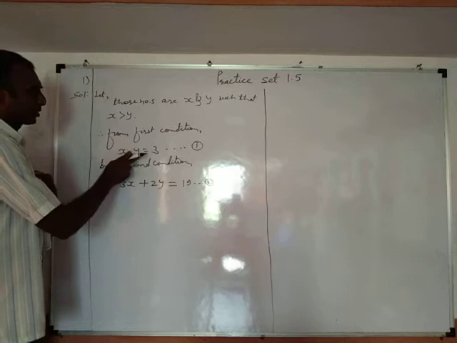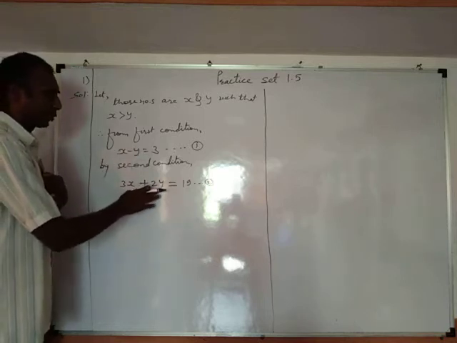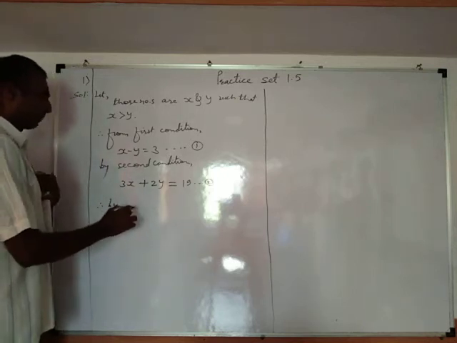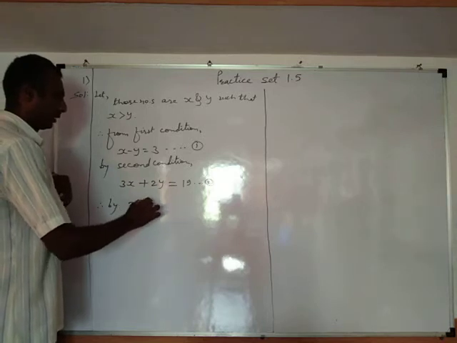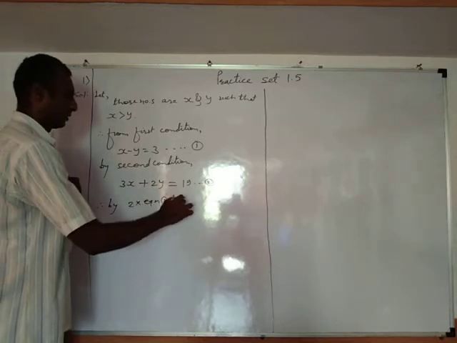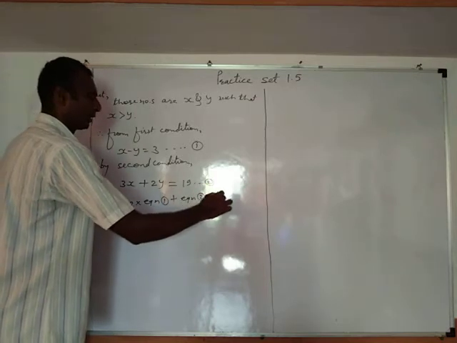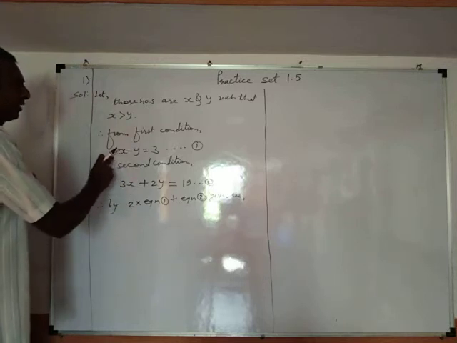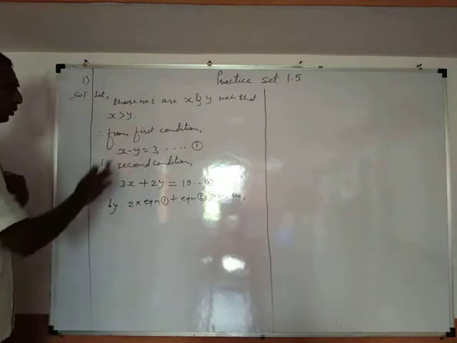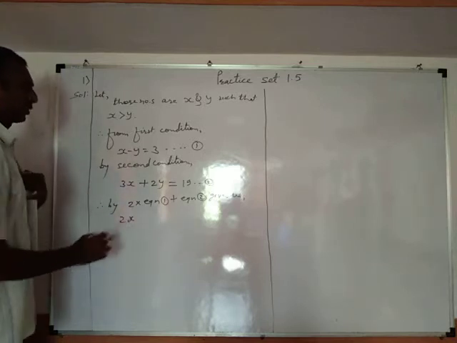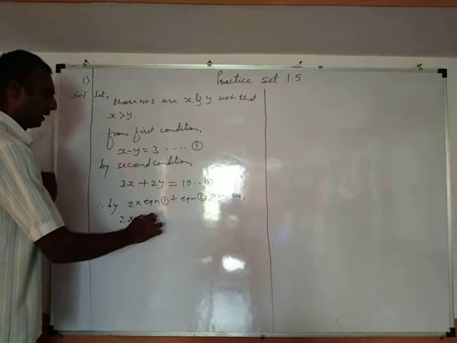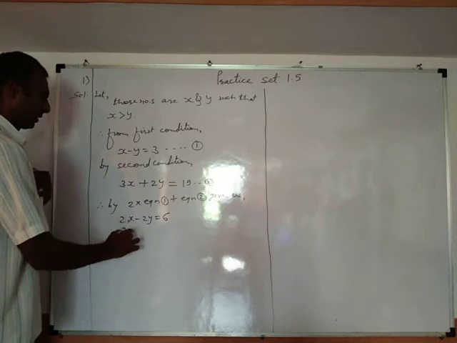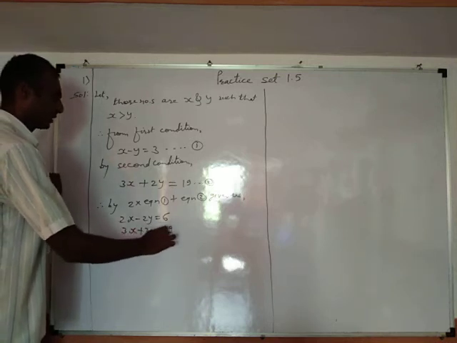Here the coefficient of y is minus 1 and in the second equation the coefficient of y is plus 2. Therefore, 2 into equation 1 plus equation 2 gives us, let us see what it will give. 2 into equation 1 means every term of the first equation must be multiplied by 2. 2 into x, 2x. 2 into minus y, minus 2y equals 2 into 3, 6. And the second equation is 3x plus 2y equals 19.